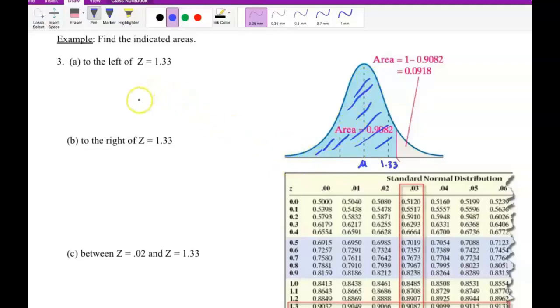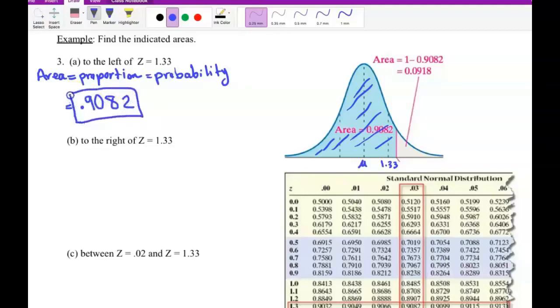Based on the table here, instead of area, we can also write proportion or probability. So the area on the left side of the z-score is equal to 0.9082. So this is our area.